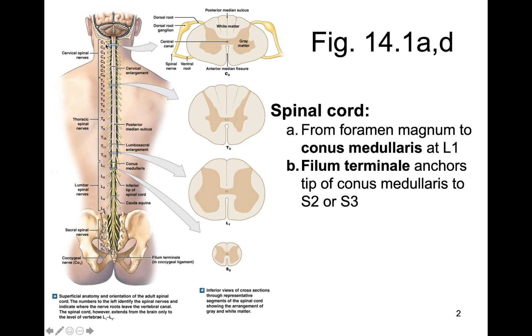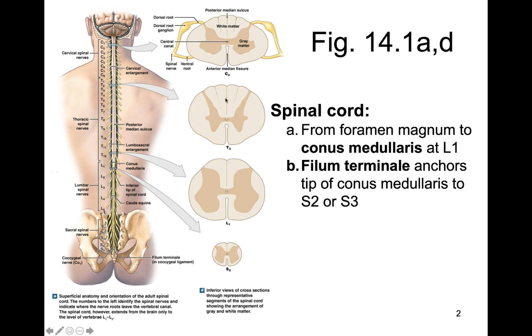And if you notice, the spinal cord is extending from here. So this is where the foramen magnum is. This is the biggest hole that you see on the skull. That's the foramen magnum, to the inferior border of the first lumbar vertebra. So it comes up to here, and then you have some nerves going down.